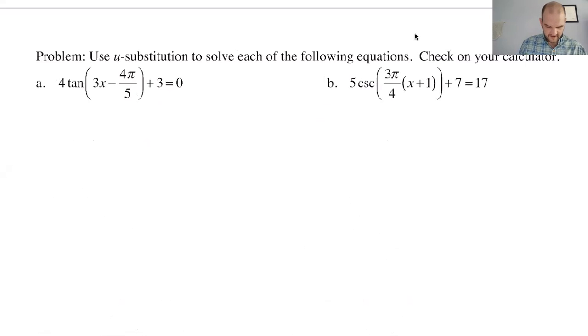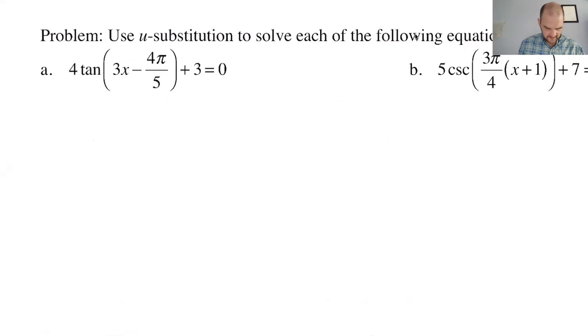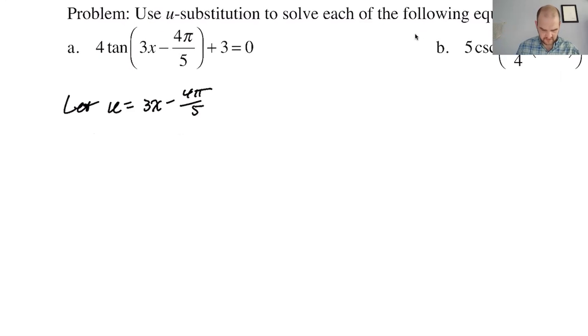So let's see. First thing I'm going to do is say let u equal 3x minus 4 pi over 5. You don't need to do that. You can just think your way through it, and maybe I'll do that on the next one. I don't know, but I didn't do it on this one. So this becomes 4 tangent of u plus 3 equals 0. It just looks like a simpler problem. We're going to solve the simpler problem. Get the tangent of u is negative 3/4.